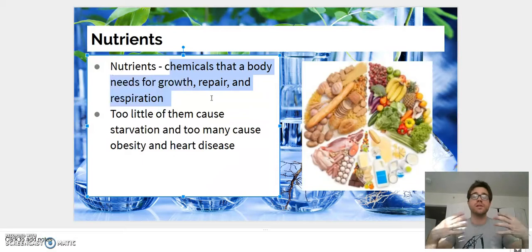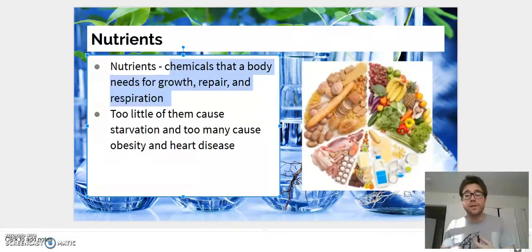So the body needs nutrients to grow, and to repair wounds if it cuts itself. If you get too many of those, it can lead to obesity. If you get too many nutrients, you can get a little fatter. Or if you get too little, you can become really thin. You begin to starve.